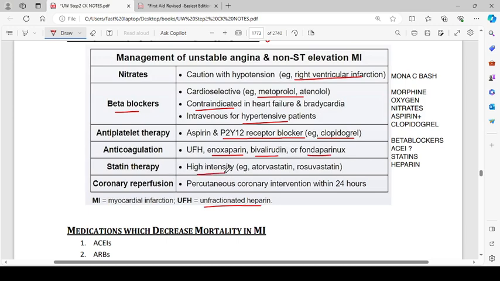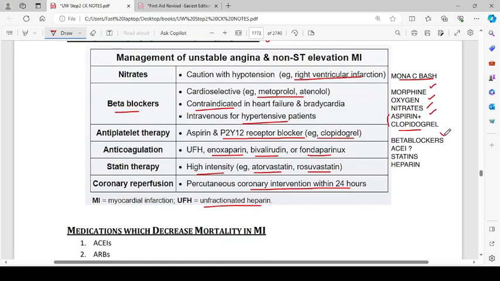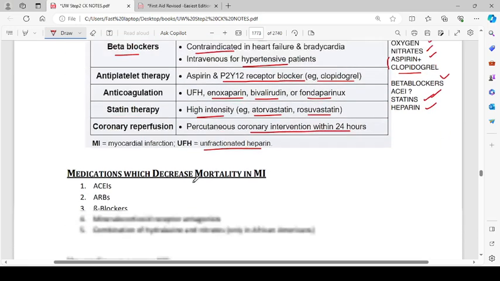Statin therapy, high intensity, for example atorvastatin and rosuvastatin, and coronary reperfusion, percutaneous coronary intervention within 24 hours. MONA C BASH means morphine, oxygen, nitrates, aspirin, clopidogrel. Aspirin with clopidogrel is double antiplatelet therapy. Then beta blockers, ACE inhibitors, statins, and heparin.